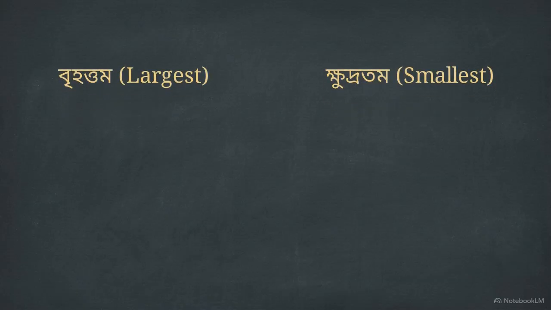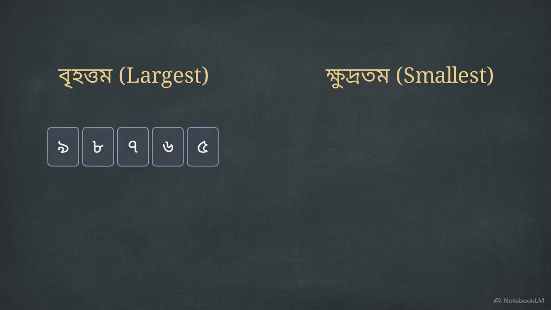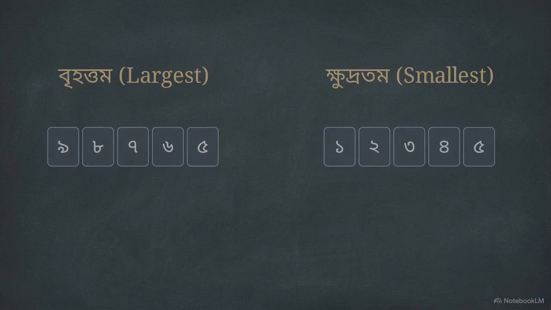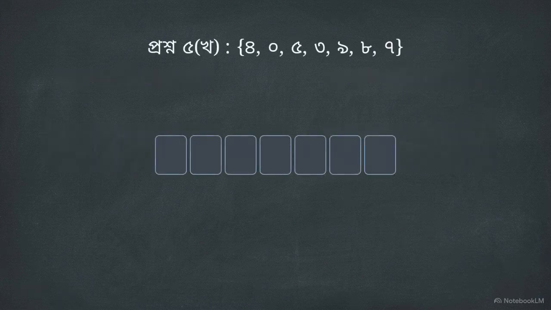Questions 4 and 5 require us to build the largest and smallest numbers from given digits. To maximize the value, we arrange digits from largest to smallest. To minimize it, we arrange them from smallest to largest.